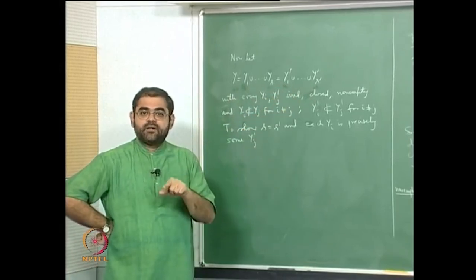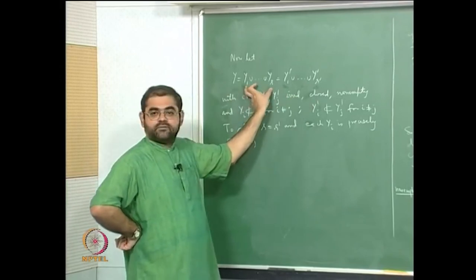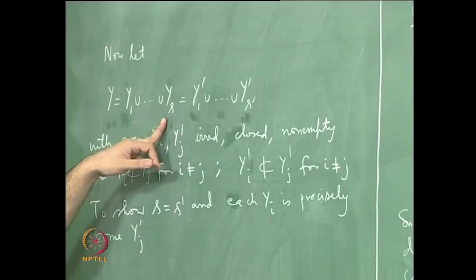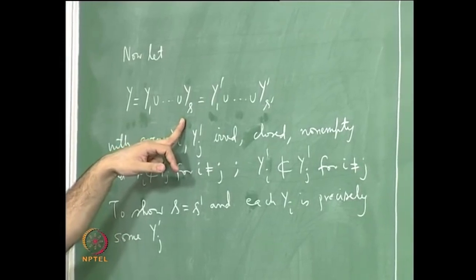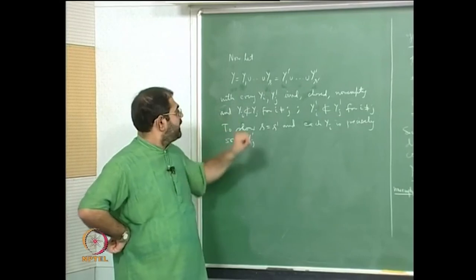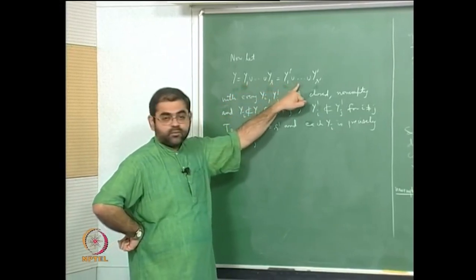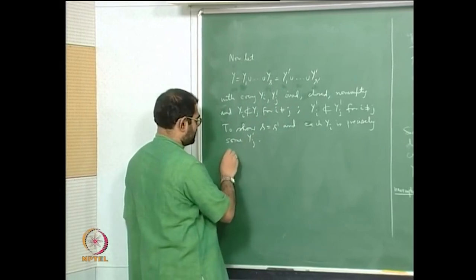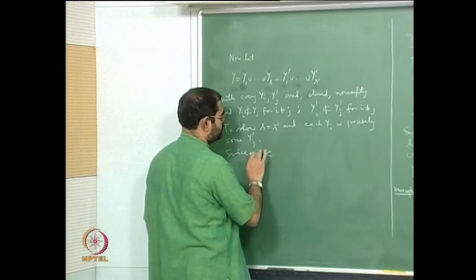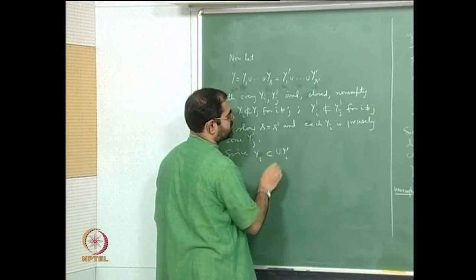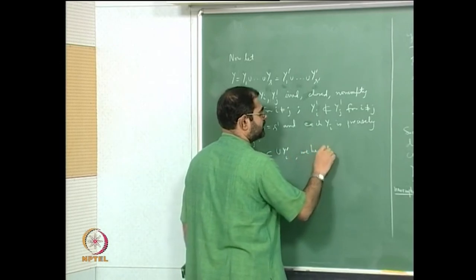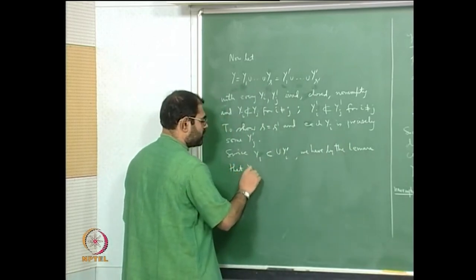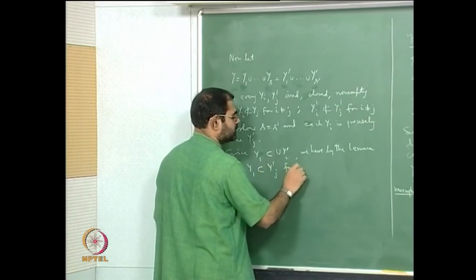Now again apply the lemma to y prime j: y prime j is contained in the union of the yi's, and y prime j is irreducible, therefore y prime j is contained in some yl. So if you write this down, you will get that y1 is equal to y prime j. Let me write that: since y1 is contained in the union of yi primes, we have by the lemma, just using the fact that y1 is irreducible, that y1 is contained in y prime j for some j.